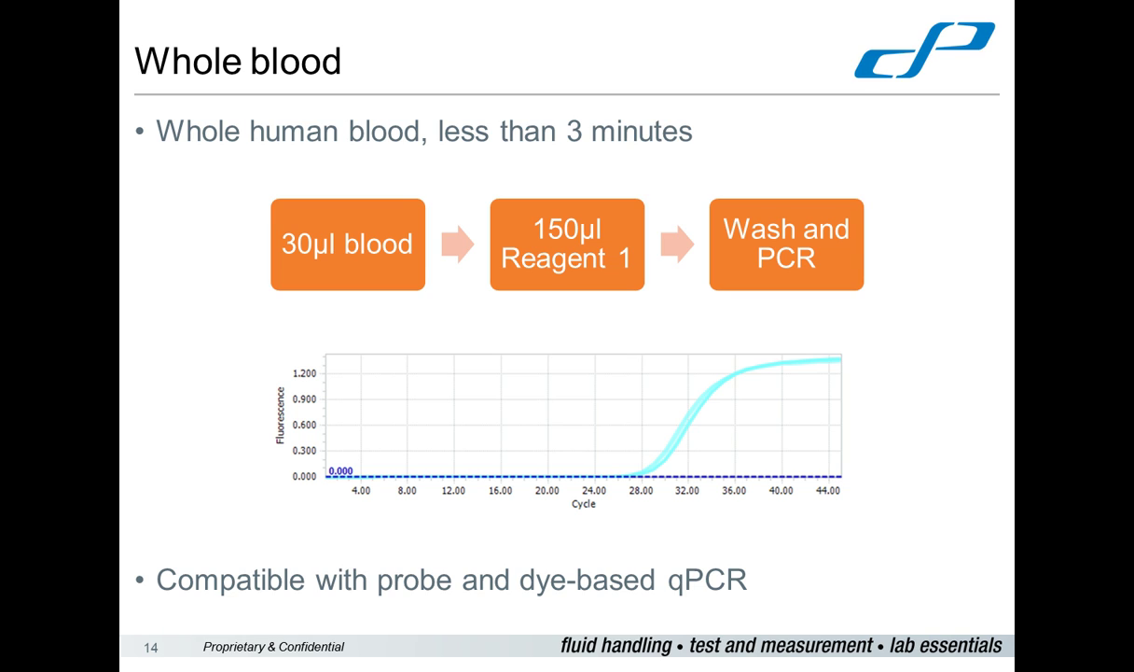We've tested this very simple protocol with probe-based PCRs, qPCRs, and dye-based qPCR. So those probes, I'm talking about TaqMan, I'm talking about some of the hybridization probes like molecular beacons. We've got internal data on most detection technologies for qPCR. So that's whole blood.